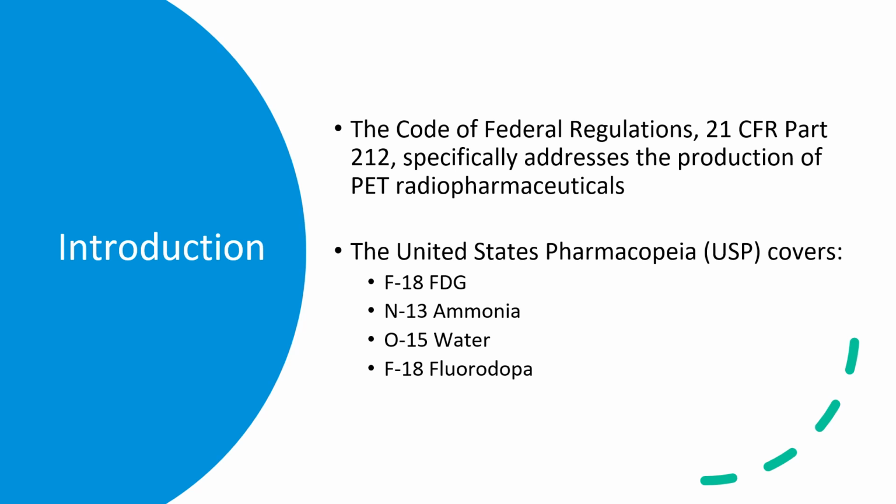And then the United States Pharmacopoeia, they're not necessarily a regulating body, they're more of a guidance that they provide. However, most pharmacies and pharmaceutical entities do adopt the guidelines of the United States Pharmacopoeia, and so their guidelines and recommendations end up becoming regulated. So the ones that the USP covers are F18 ammonia, O15 water, and F18 fluorodopa.